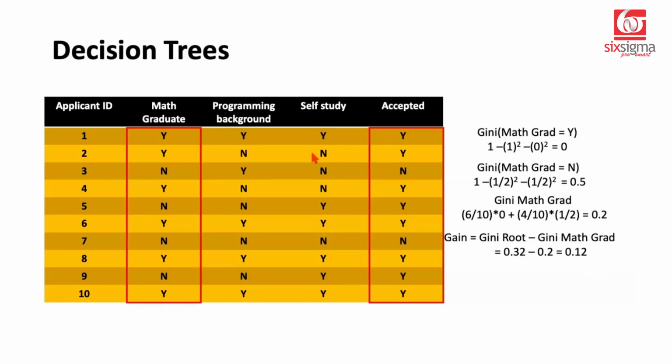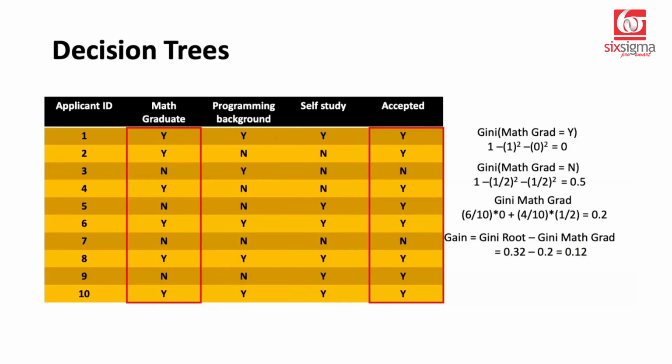We need to repeat the exact same steps for the variables like programming background and self-study as well. I'm not doing those calculations here because I just wanted to demonstrate how it works. Now, which variable would be chosen for the split? The variable which has the highest Gini gain. So these variables are all competing at each level, at each node, for the split. Whichever variable has the highest Gini gain is the one that's chosen for the split. You can try those calculations on your own and see which is the right variable.